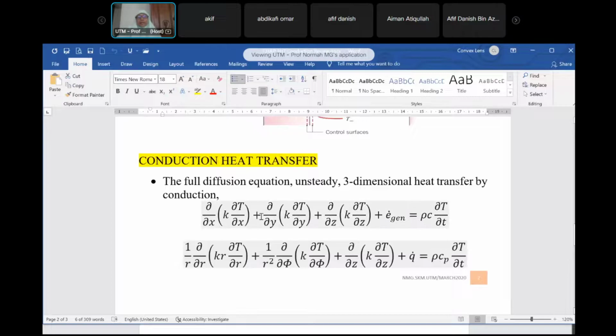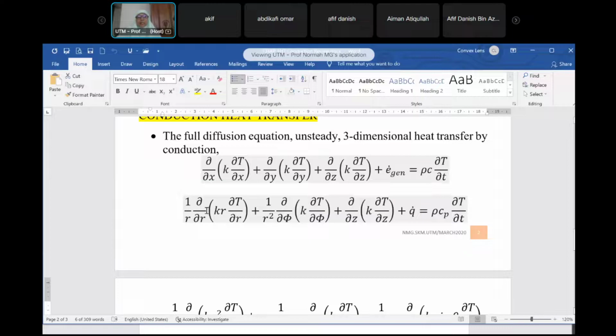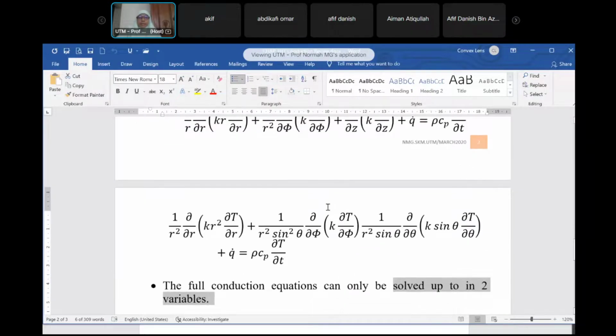If you have this, you can have steady state, no heat generation, two-dimensional conduction heat transfer, or one-dimensional, unsteady. You learn that in your calculus, only in two variables. Same here, transient, or steady state, no heat generation, or unsteady one-dimensional.